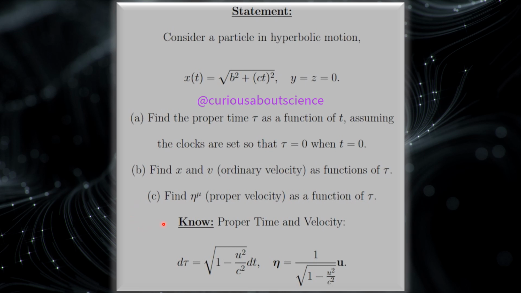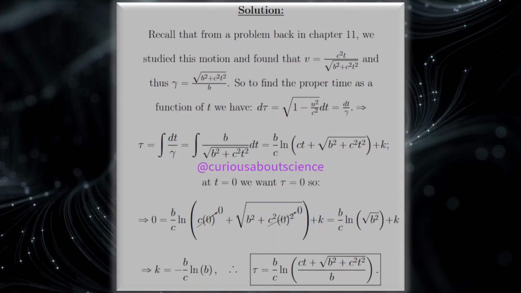What we need to know, of course, is what proper time means and what proper velocity is. Again, proper here means that this is the time on the moving body. So let's be aware of that. d tau, we saw earlier, was equal to the square root of 1 minus u squared over c squared dt. And then eta, as a 4-vector, the spatial part was equal to 1 over the square root of 1 minus u squared over c squared, which resembles the gamma, times u, the ordinary velocity. All right, moving on then.